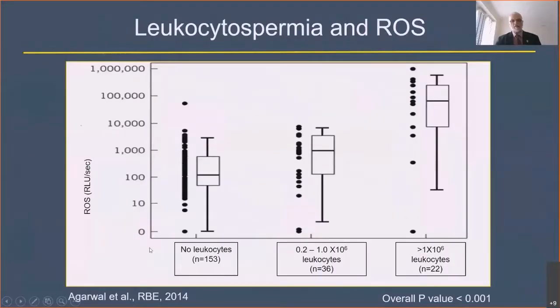If we have leukocytes in a semen sample, that is an indication that more reactive oxygen species are also produced and released, and you can clearly see this here in this study, Agarwal in 2014. In leukocytospermic samples, the production of reactive oxygen species is significantly higher than in semen samples of non-leukocytospermic patients.